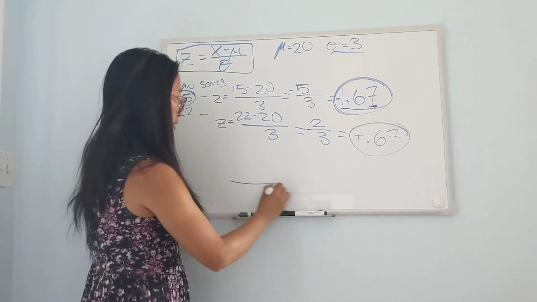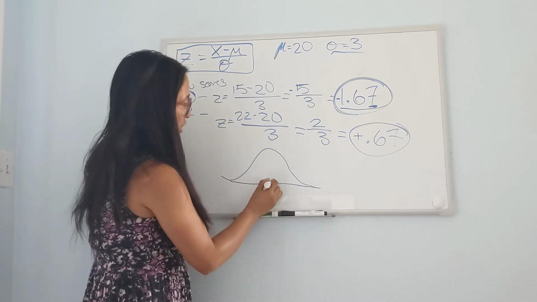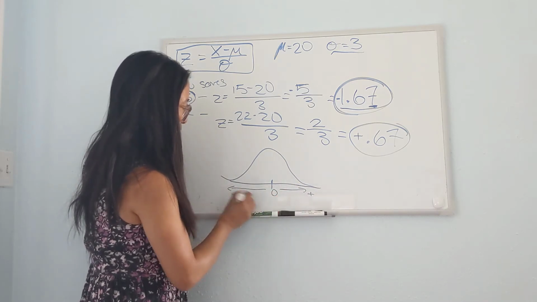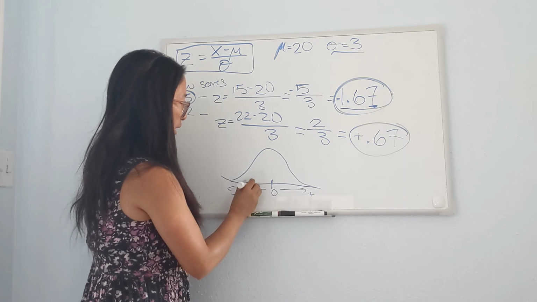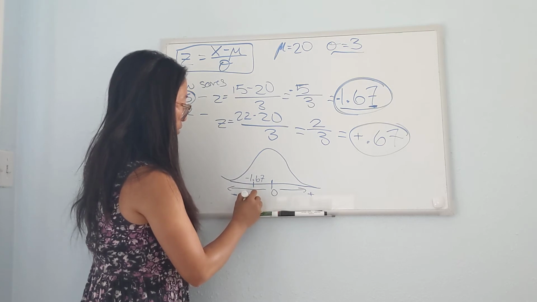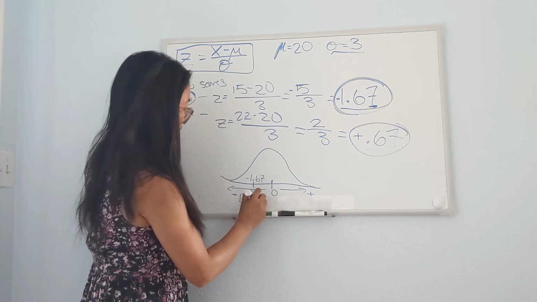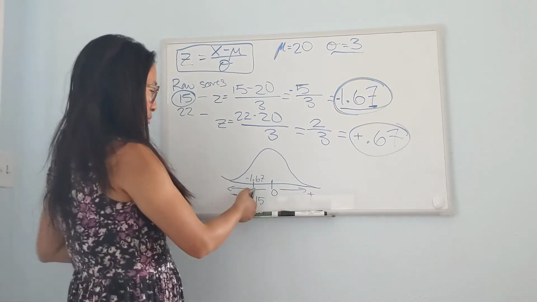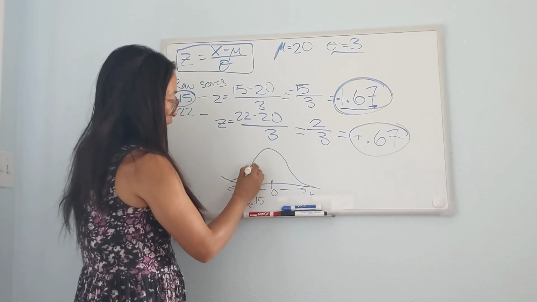So I'm going to just draw it out. If you remember with our normal distribution and our z-score distribution, 0 is always the middle, and all these scores above are positive and all these scores below are negative. So for a raw score of 15, that is at negative 1.67. And then if you color that in, anything below a raw score of 15 will be colored in correspondingly to the tail.